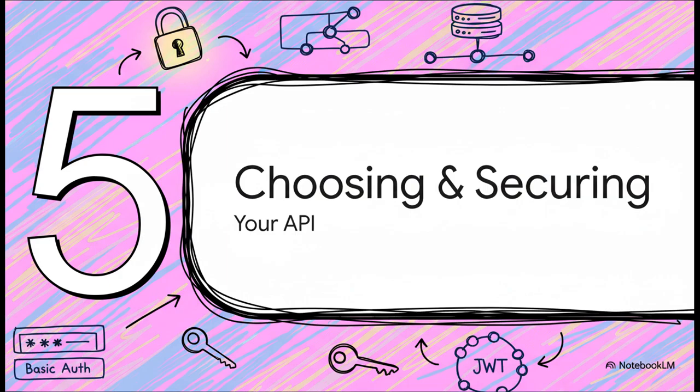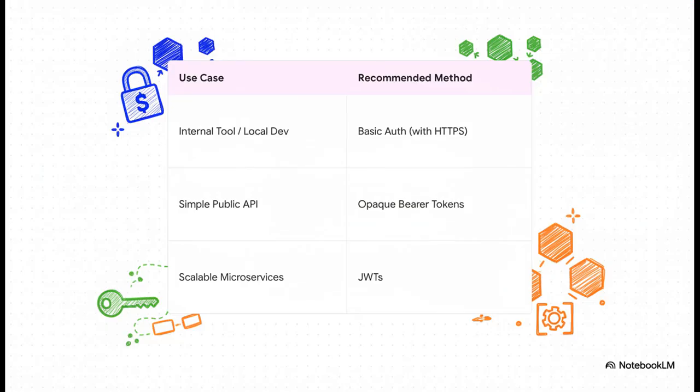Okay, we've covered the how. Now for the really important part. Choosing the right tool for the job and actually securing your API. Let's just make this super simple. If you're building an internal tool or just working on your local machine, Basic Auth over HTTPS is probably fine. For a straightforward public API, especially a monolith, opaque bearer tokens are a fantastic choice. They're secure, they're simple, and they're easy to revoke. But if you're building for scale with microservices, JWTs were literally designed for that exact problem.